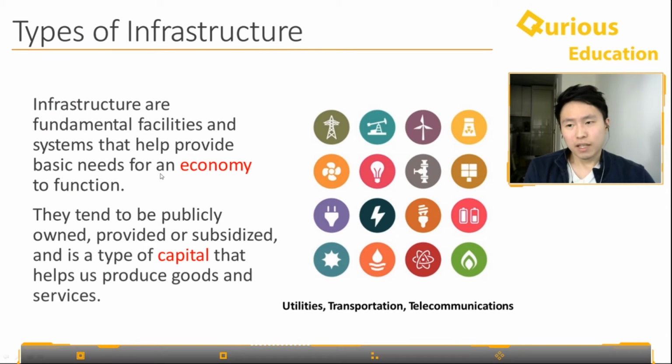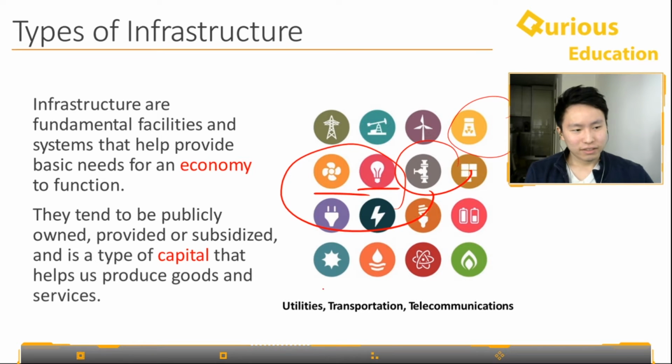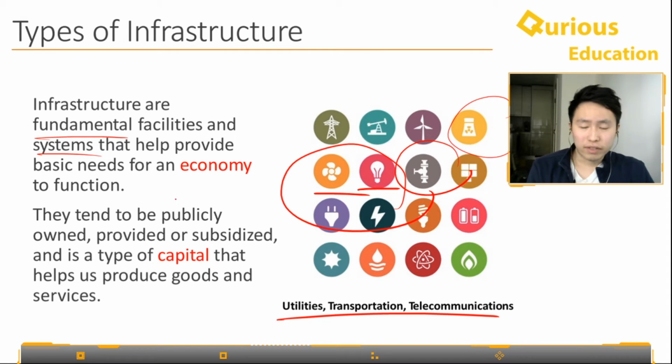So, types of infrastructure. It's important to understand that infrastructure does not just involve roads or highways or airport runways, in this case Heathrow. Infrastructure is a much broader term in economics, because it would also include things like electricity. You can see all of these different symbols: light bulbs, fans, electricity, water, energy. All of these would be regarded as infrastructure, because they are fundamental systems and facilities that help an economy function. They tend to be publicly owned and are a type of capital, because they help us produce more goods and services.